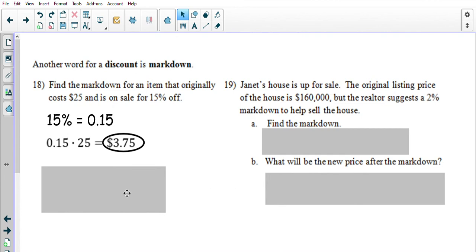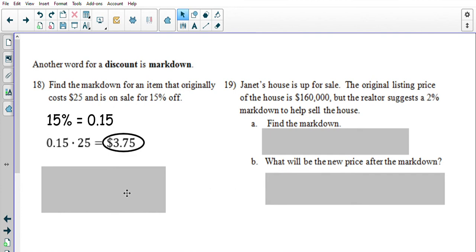So this kind of happened to me when I was trying to sell my townhouse several years ago, was that there were so many townhouses on the market. They just were not selling very quickly. So we had to mark it down a little bit to help sell the house, and it did eventually sell.